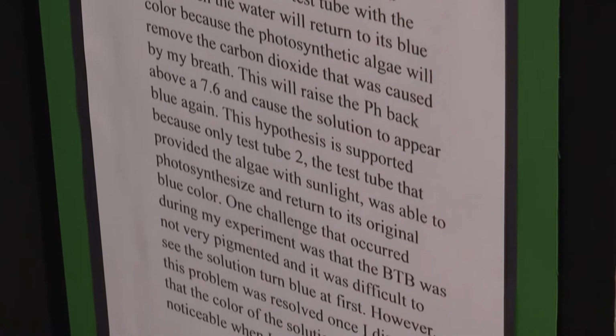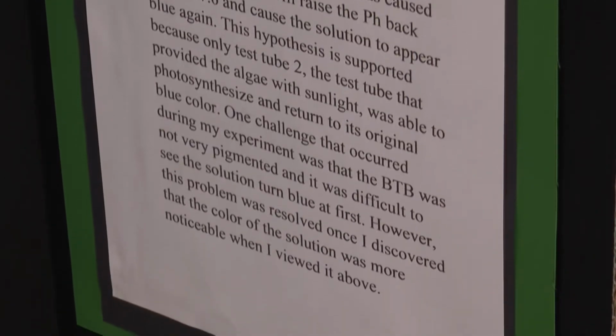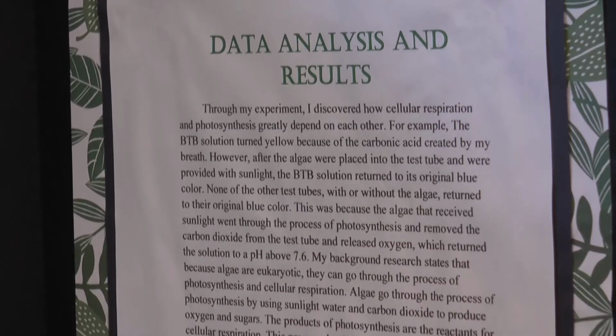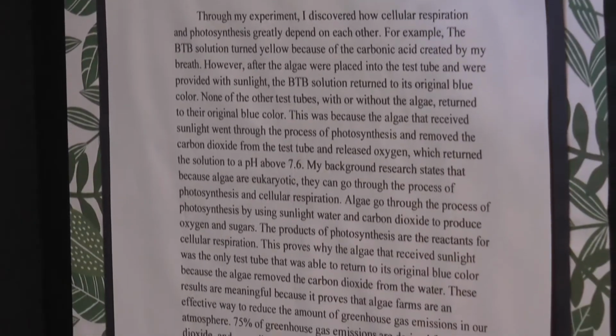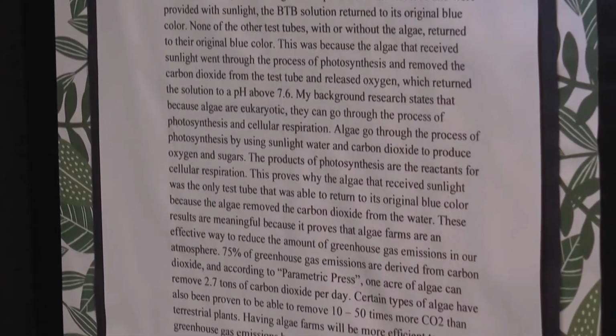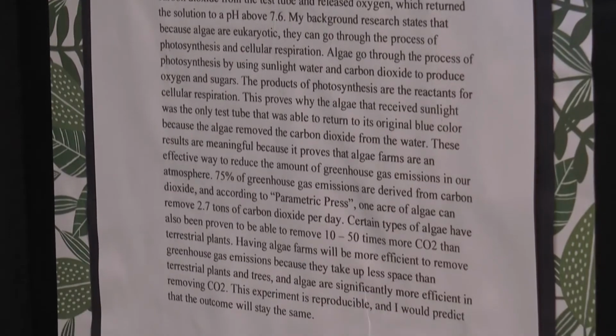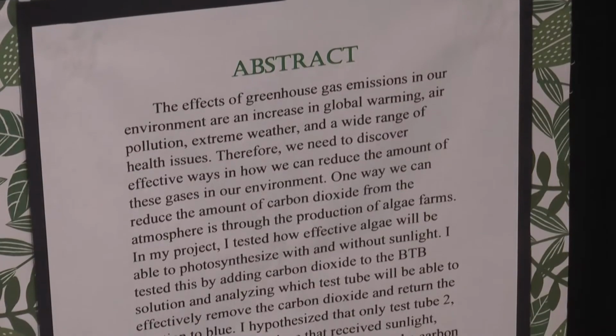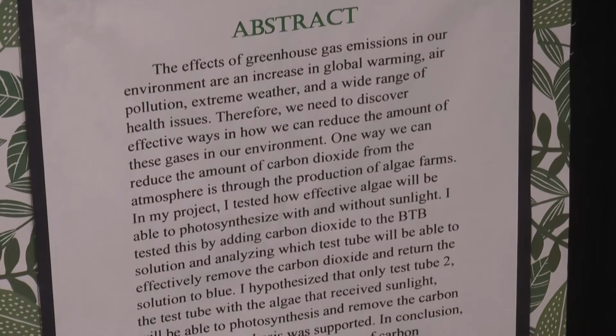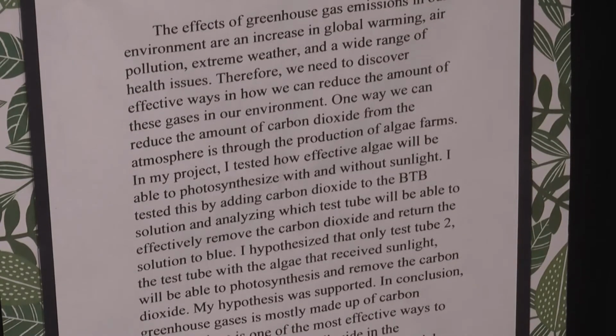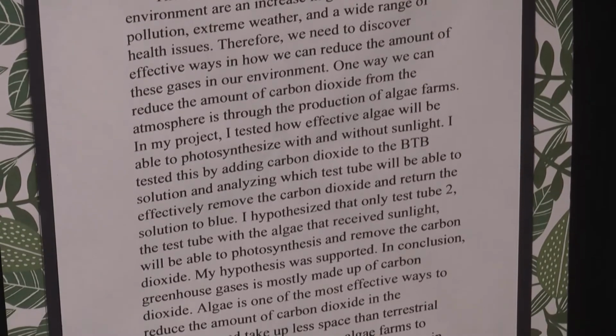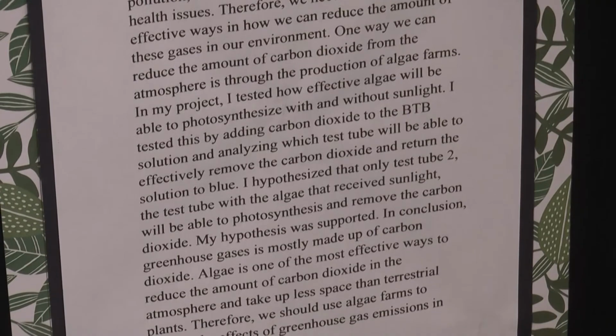And this is all important because greenhouse gas emissions in our environment have a lot of negative effects, such as health issues, air pollution, global warming, and so on. So we need to find ways on how we could reduce the amount of CO2 levels in our environment. Actually, 76% of our greenhouse gas emission is carbon dioxide. And through my research, I found out that algae is one of the most effective ways in reducing the amount of carbon dioxide in the atmosphere.